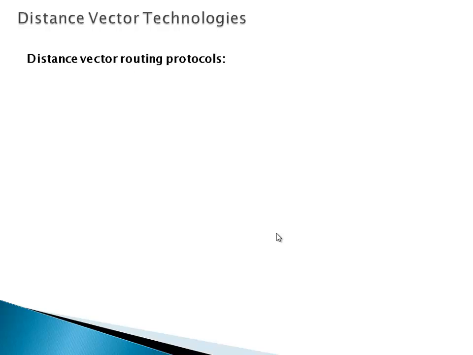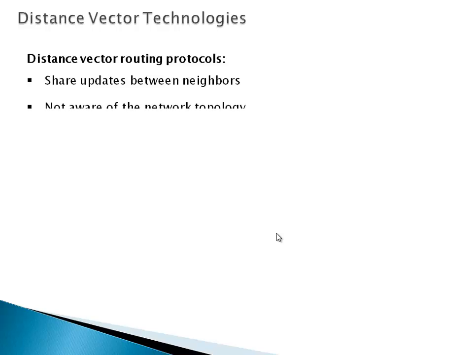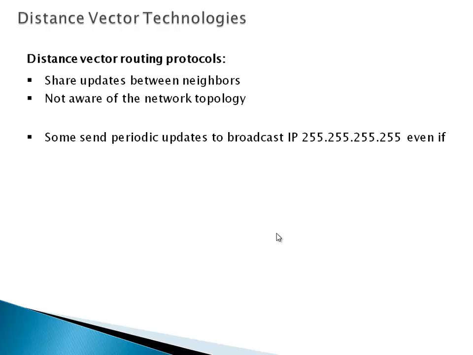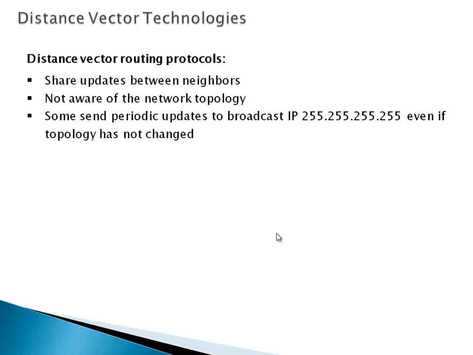Distance vector routing protocols share updates between neighbors and are not aware of the network topology, so they don't really know how the network is. They just believe whatever the neighbor is telling them. Some send periodic updates to a broadcast IP address. RIP version 1, for example, will send a broadcast update to 255.255.255.255, even if the topology has not changed.